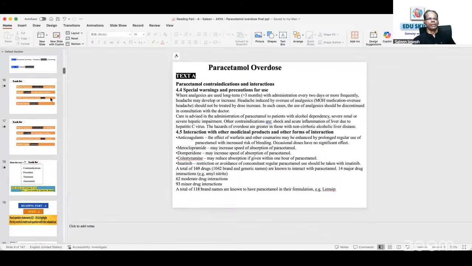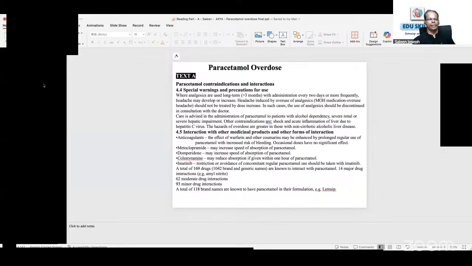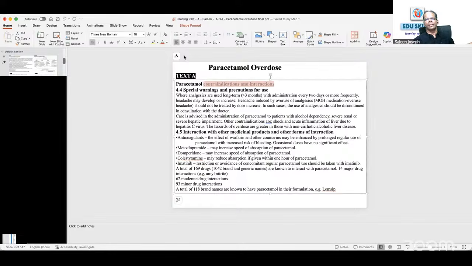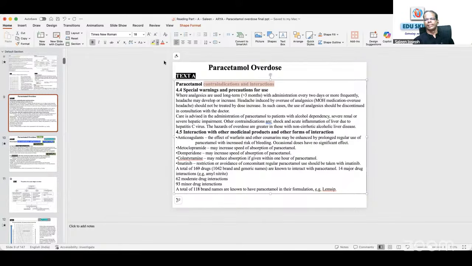Okay. Now, what you have to do if you are a beginner is make sure that you write down the whole heading first. What is the heading here? Paracetamol contraindications and interactions. If you have a paper or notebook, just write down this heading. Then we will summarize it. We will make it shorter. So how can it be understood? Contraindications and interactions. You can understand that way. Right? Yes, sir.